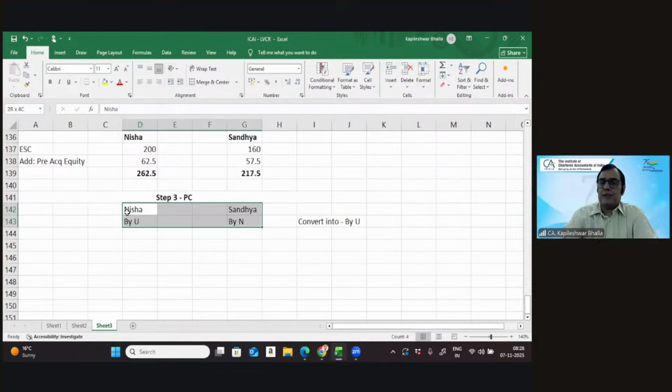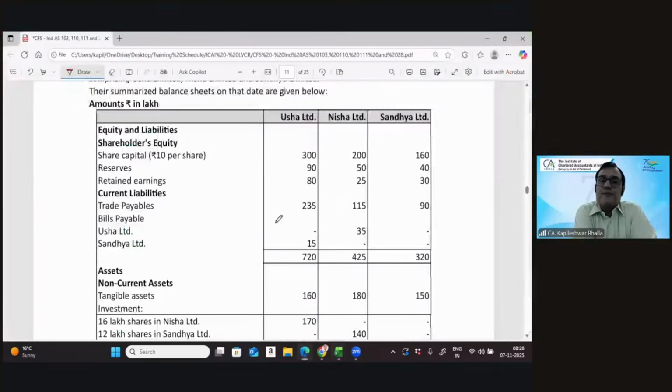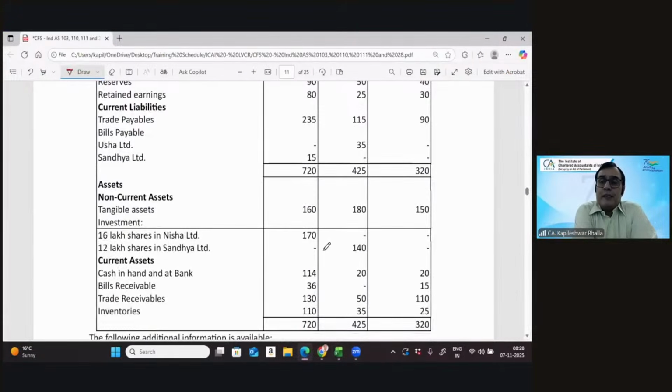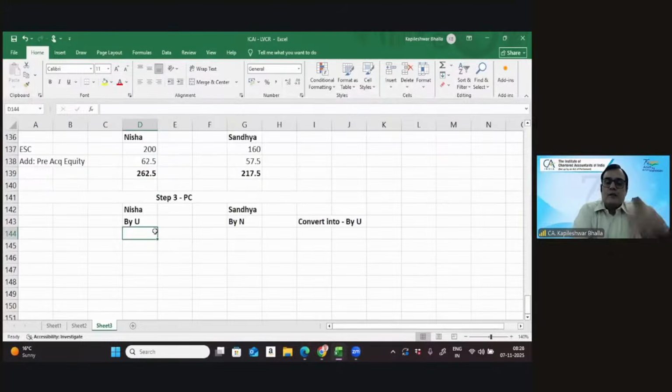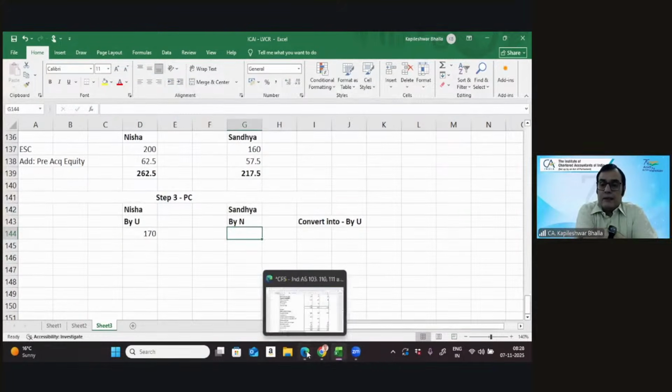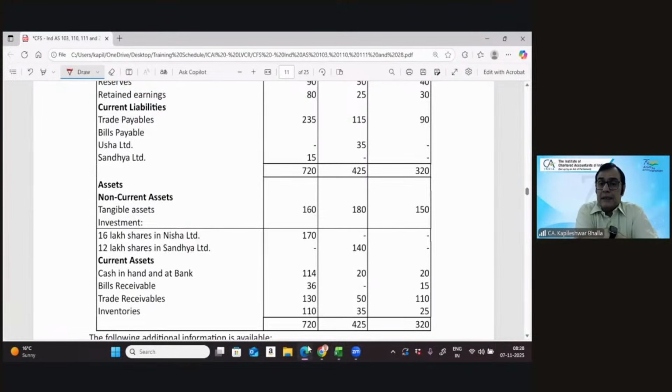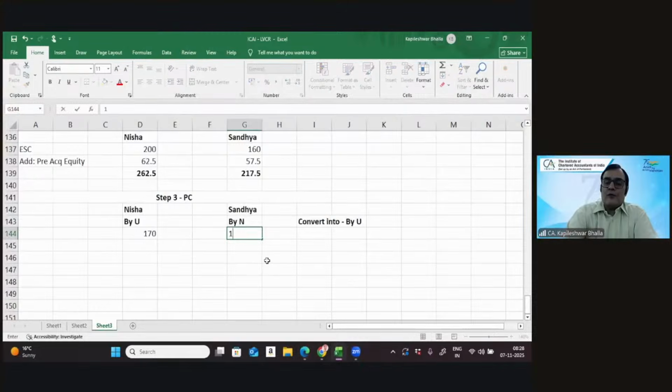We know the percentages and the purchase consideration. So let's see Nisha by Usha. Usha has got in Nisha 170. The other company, Sandhya, the investment Nisha has got is 140. So this is 140, but we need it in terms of Usha.